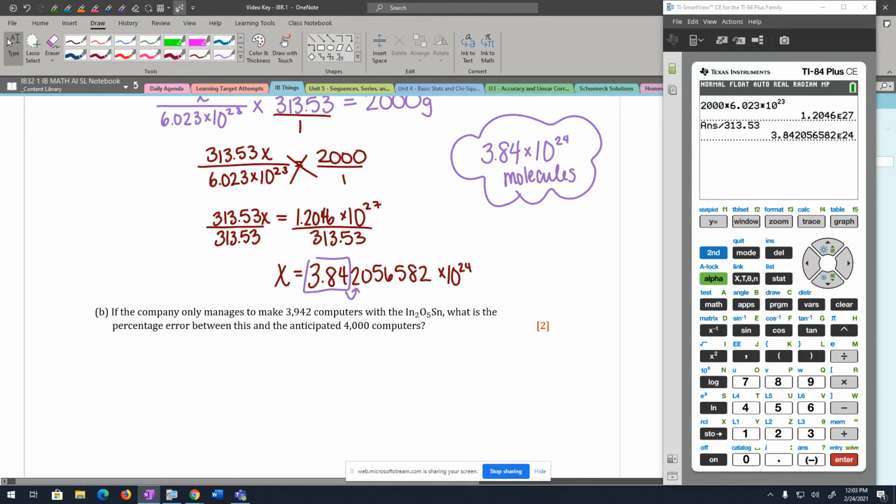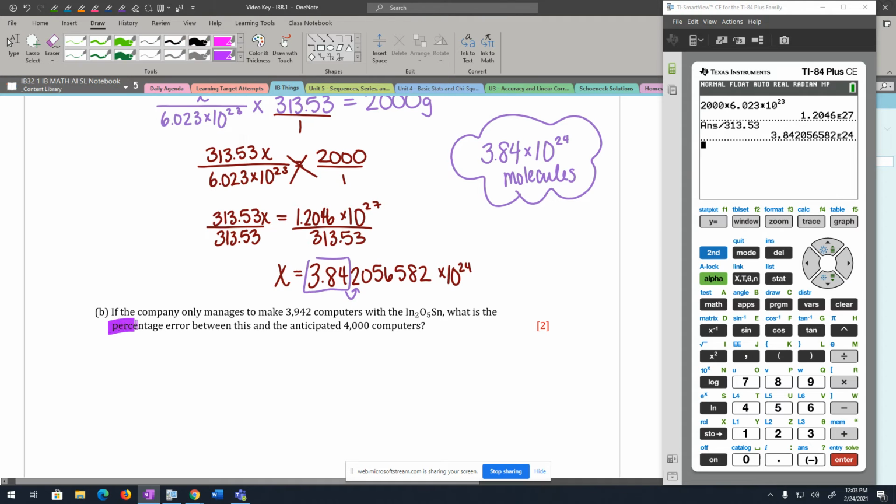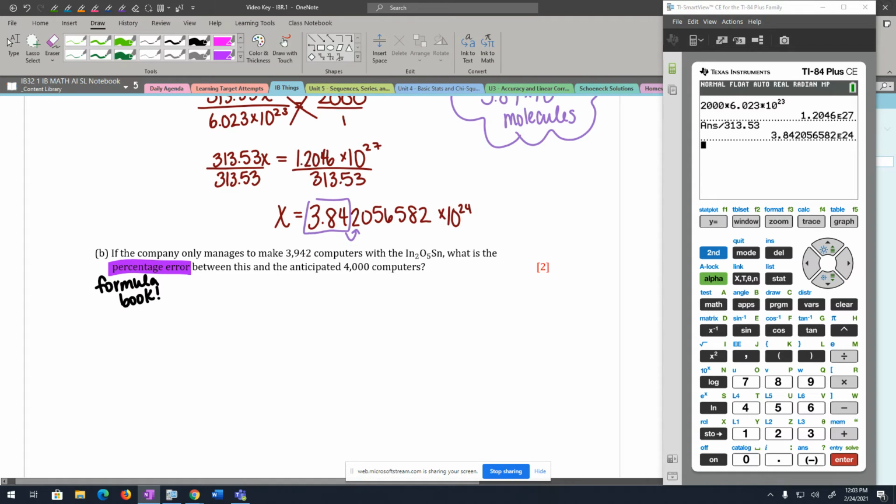Okay, if the company only manages to make 3,942 computers with the indium tin oxide, what's the percentage error? Oh, okay, well, percentage error, remember, that's in our formula book. So take a second and find it in your formula book.